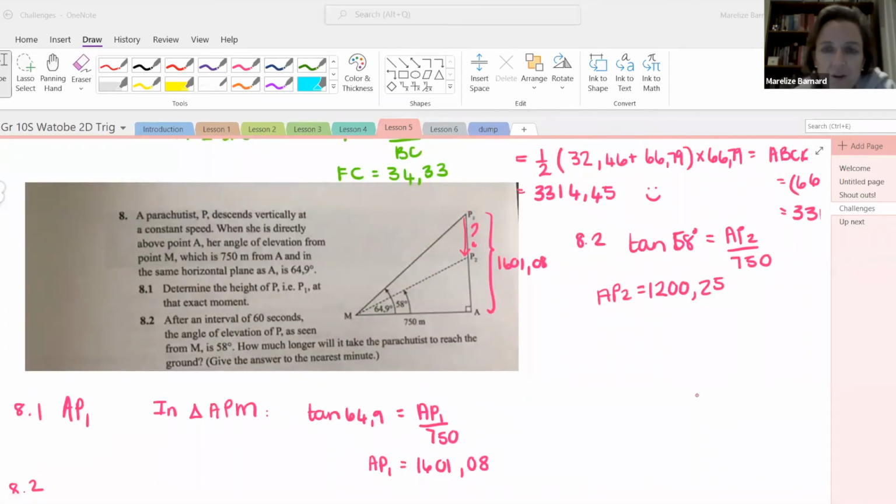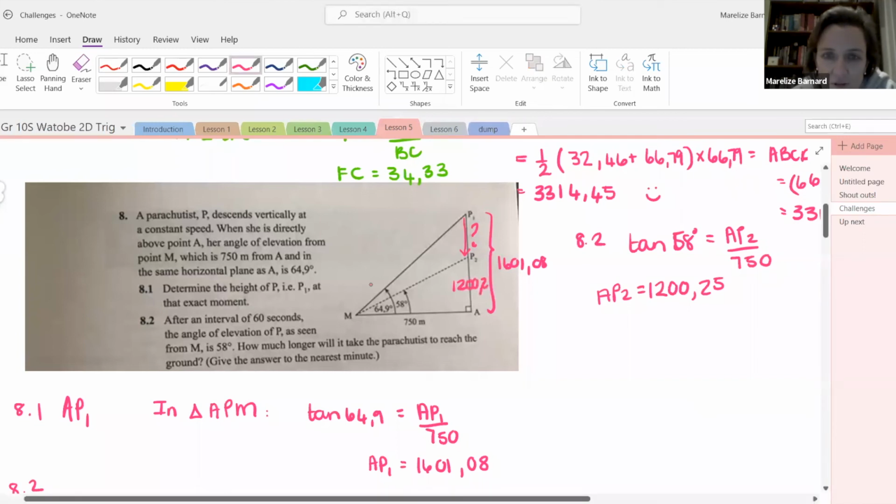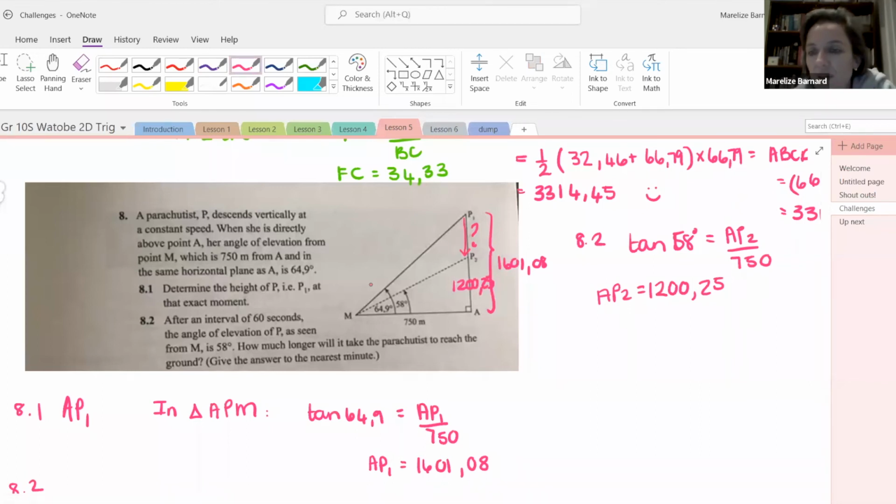Right. So we now know that this distance is 1,200.25. That's how far she still has to go. But we need to figure out how long it is going to take her to reach the ground. How will we do that? Does anyone have any idea? We know that she's taken 60 seconds to travel from P1 to P2. That took 60 seconds. How far did she travel from P1 to P2?